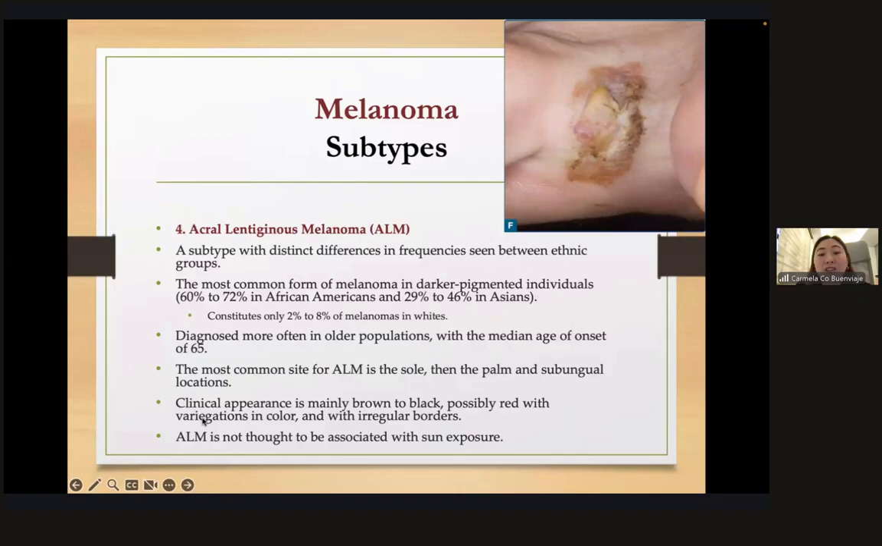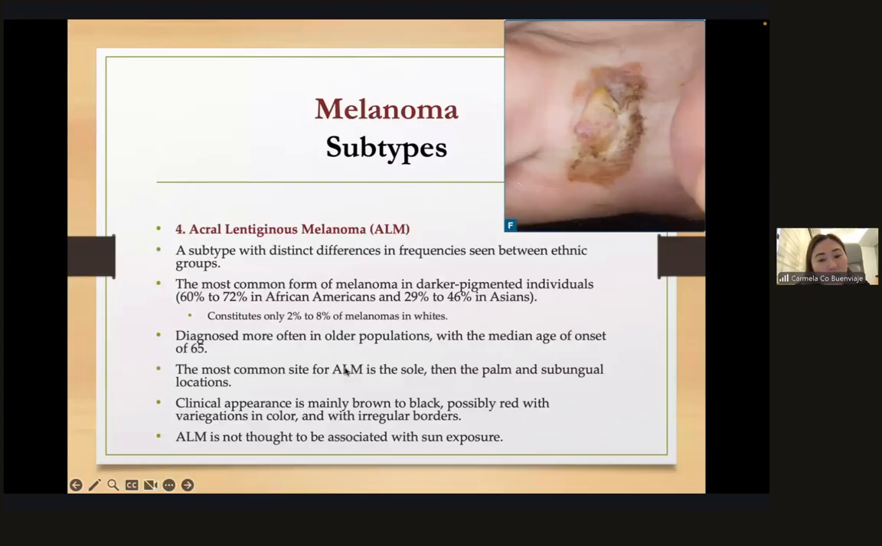So next would be the acral lentiginous melanoma. This is a subtype with distinct differences in frequencies between ethnic groups. It is the most common form of melanoma in darker pigmented individuals such as African Americans and even in Asians. It's diagnosed more often in older populations with a median age of onset of 65.